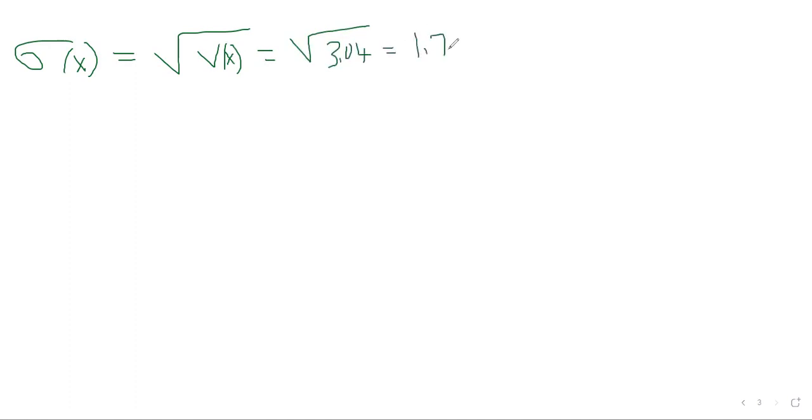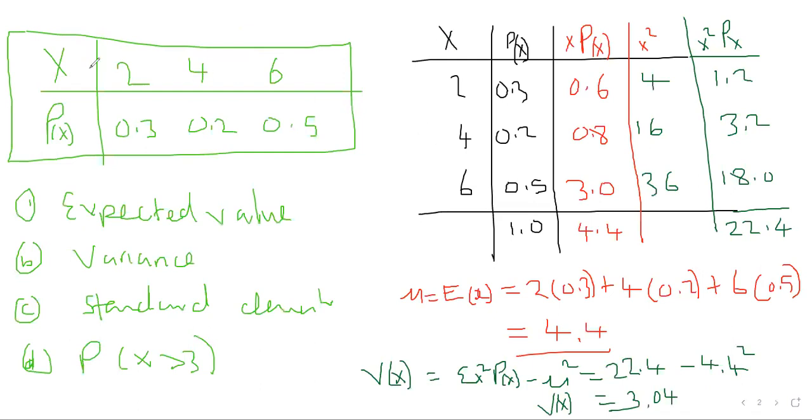So this is how we find our variance. A quick recap: we're given the values of X and their respective probabilities, and we are asked to calculate the mean, the variance, and the standard deviation. We calculated the mean by multiplying the values of X and the probabilities. The sum total is directly the mean.